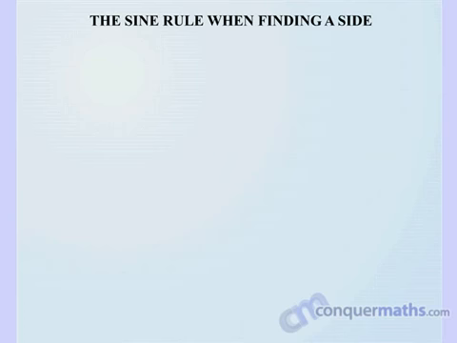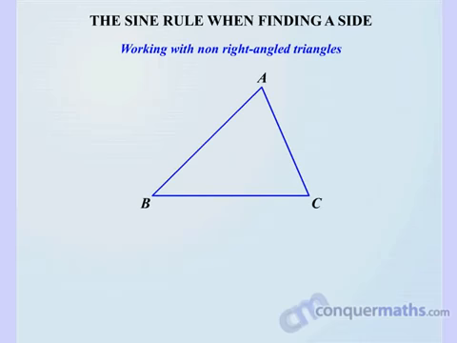Now in this lesson we look at using the sine rule when finding a side. We're going to be working with non-right angled triangles, so this is a little bit different from what we're used to in trigonometry. So far we've always dealt with right angled triangles, but now non-right angled triangles. So let's consider this triangle here, labelled ABC.